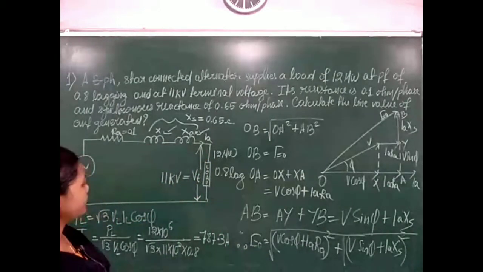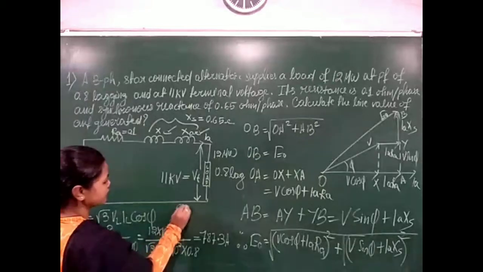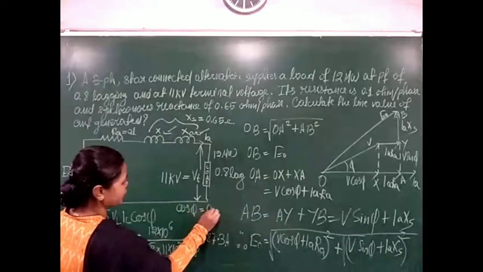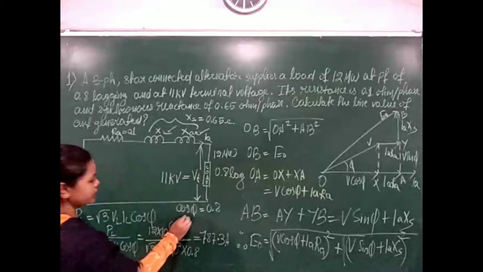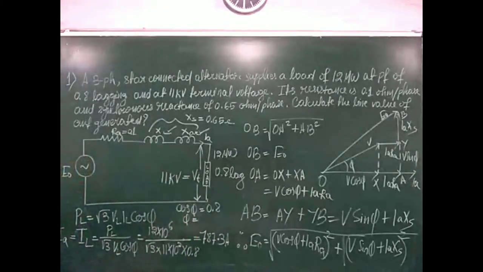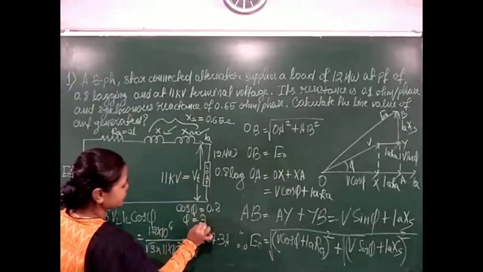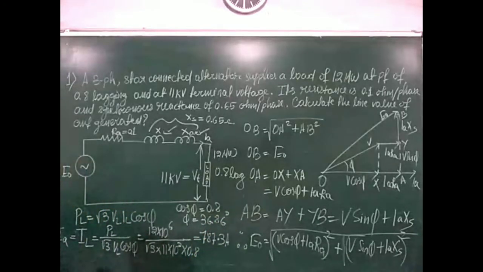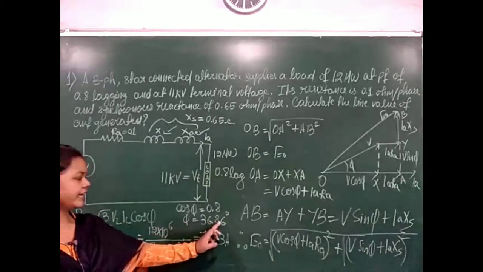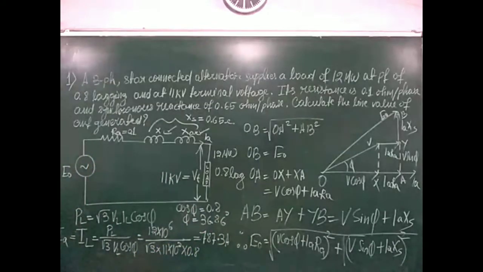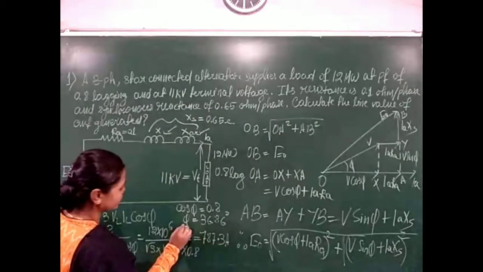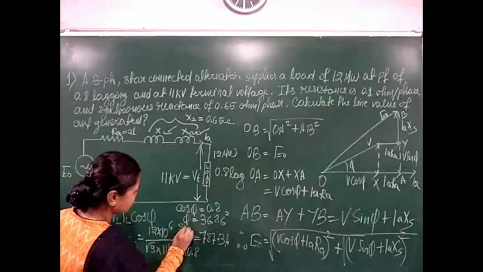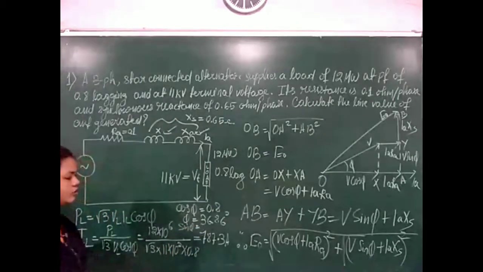Now see, in my given question cos phi is 0.8. So what is the value of phi? That is cos inverse of 0.8, which is 36.86 degree. Phi is 36.86 degree. So you calculate sin phi. What is sin phi equal to?